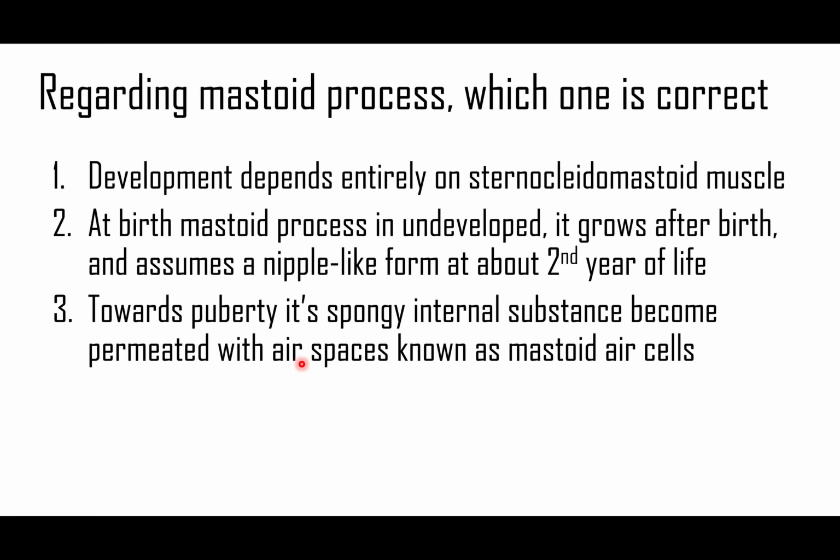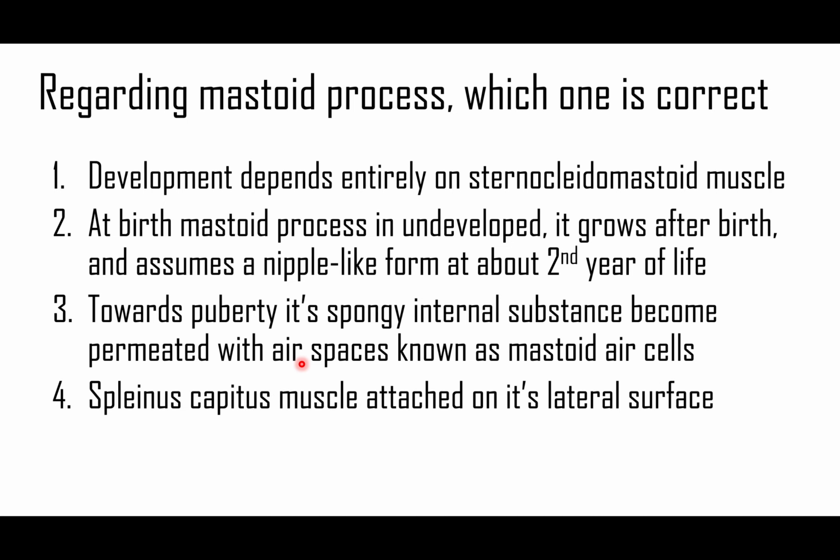The third option is towards puberty, its spongy internal substance becomes permeated with air spaces known as mastoid air cells. And the fourth option is that splenius capitis muscle is attached to the lateral surface of the mastoid process. And the fifth option is that all of the above options are correct. Now we have to decide which options are correct, and on the basis of this we will decide the answer of this MCQ.